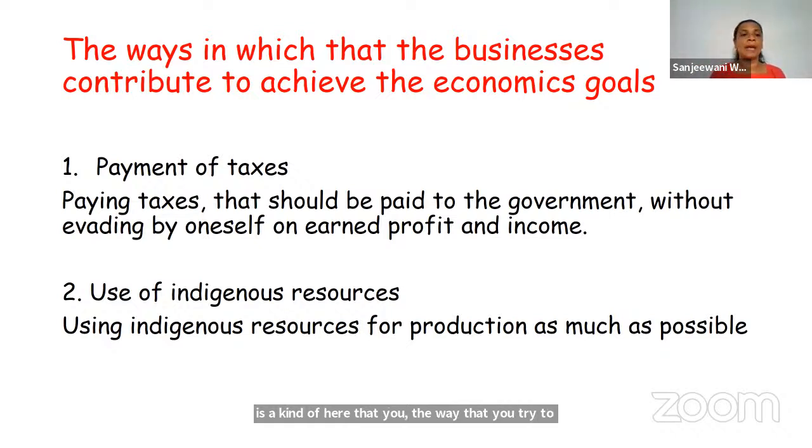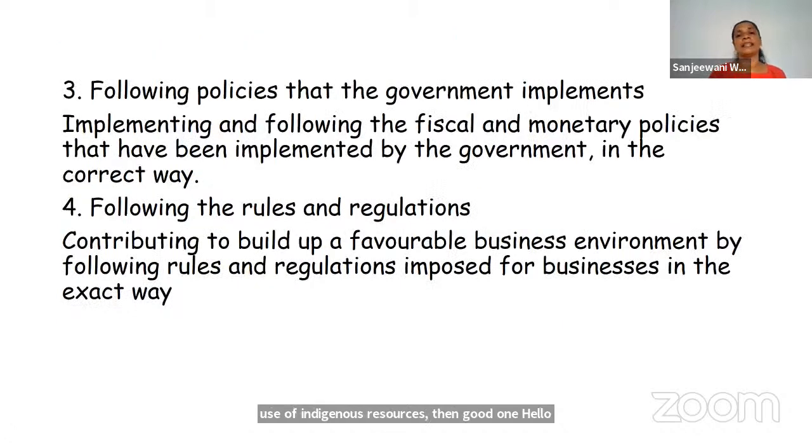So what is the first one? Payment of taxes. Second one, use of indigenous resources. Then third one, following policies that the government implements. Now the government has some rules and regulations, children. If you are following those, that is another way you can contribute to achieve those economic goals. Following policies, right? The government has some policies: fiscal policy, monetary policy.